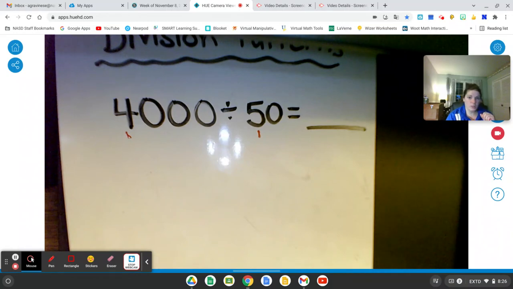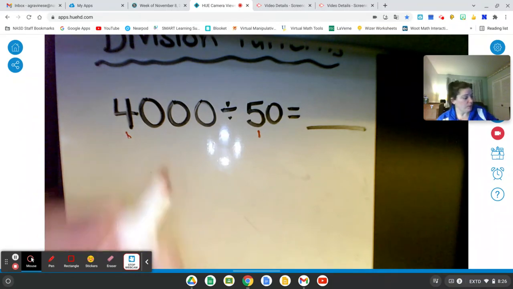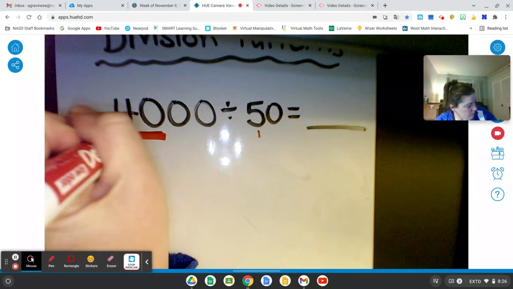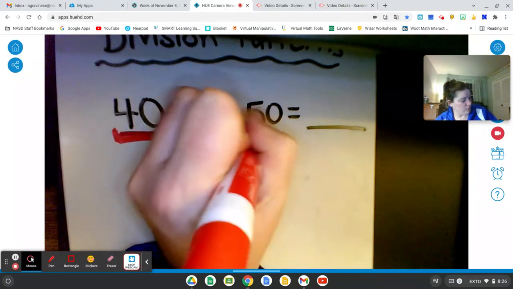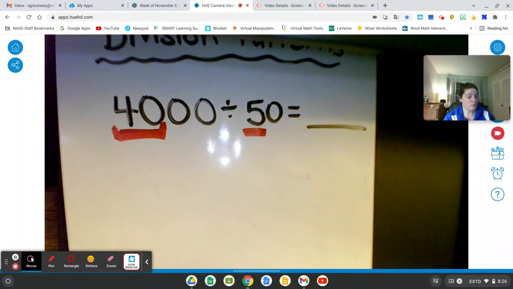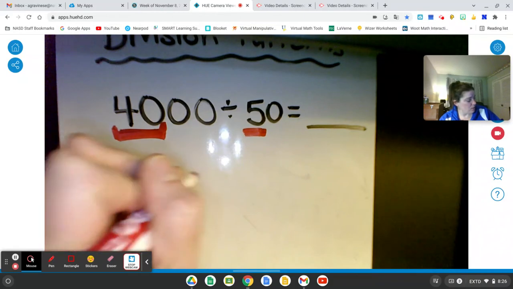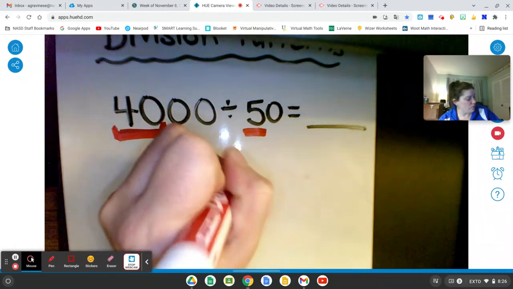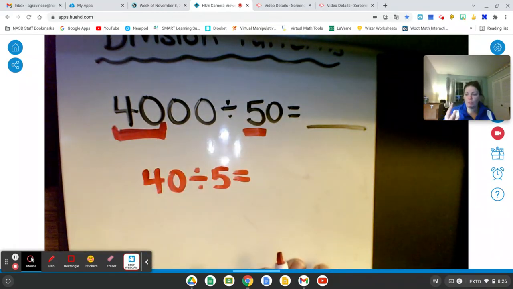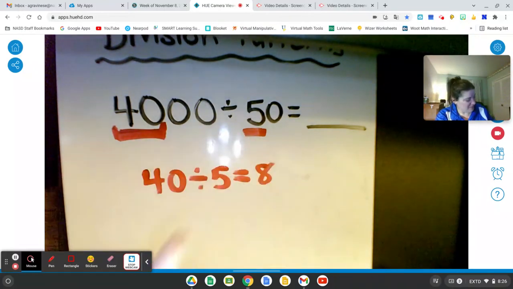Well, then why is this mental math? Because 40 divided by 5 is a basic fact. Okay, 5 times what gives me 40? 5, 10, 15, 20, 25, 30, 35, 40. I think I did that wrong with my fingers. 5, 10, 15, 20, 25, 30, 35, 40. There we go. It's 8.